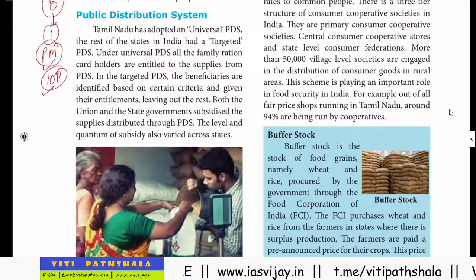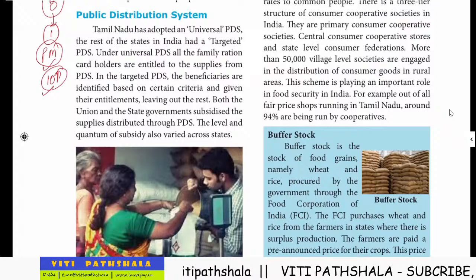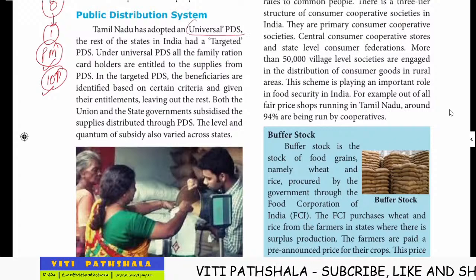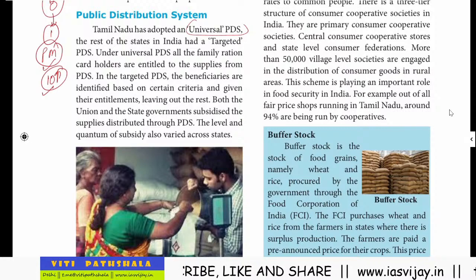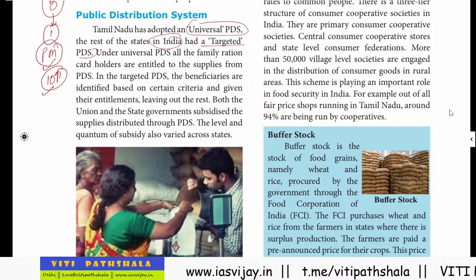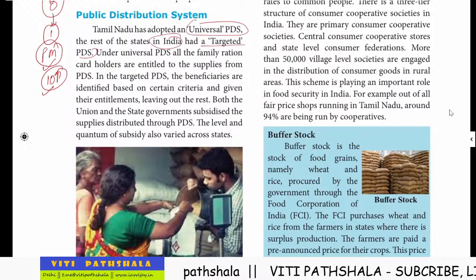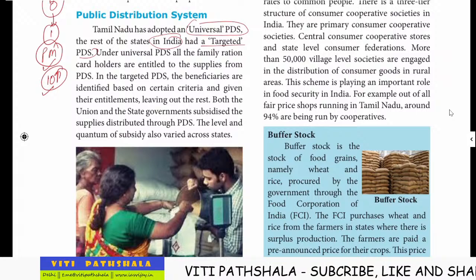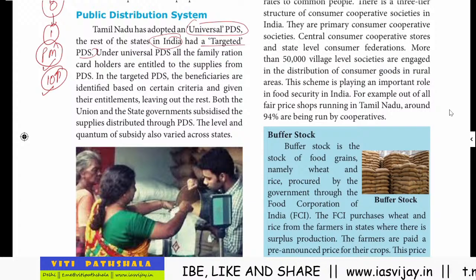Now, public distribution system. Tamil Nadu has adopted a universal PDS, public distribution system. The rest of the states in India had a targeted PDS. Now, this can be a question for your prelims or mains this year, because PDS was so much in the news, because so much food has to be distributed.